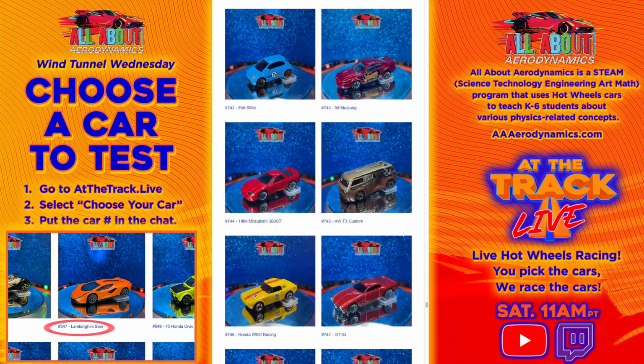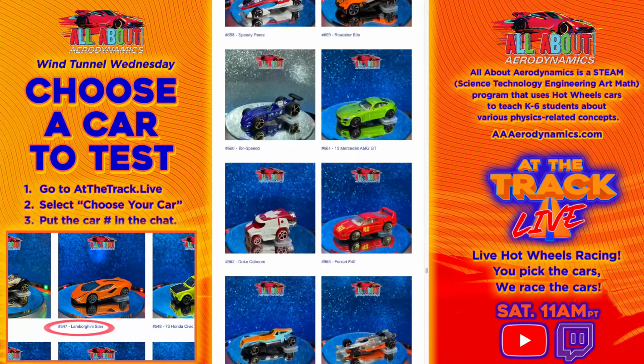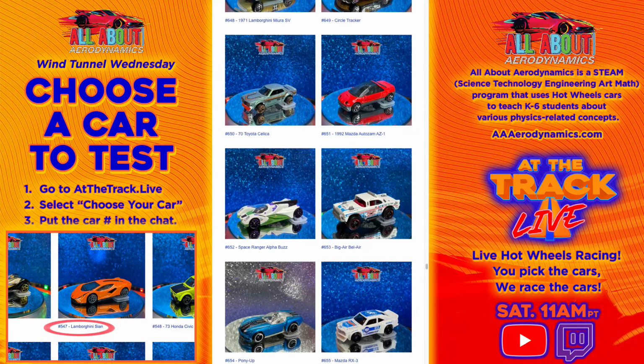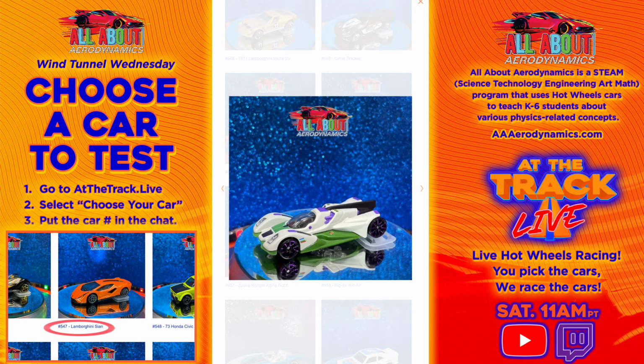Oh, I went right past it. 652 is the Space Ranger Alpha Buzz. So this is interesting. This has a similar design look to the Cadillac that we were just looking at. So that will be an interesting matchup if we get there. So Christopher's locked in with that Cadillac, and Caitlin wants this Alpha Buzz.